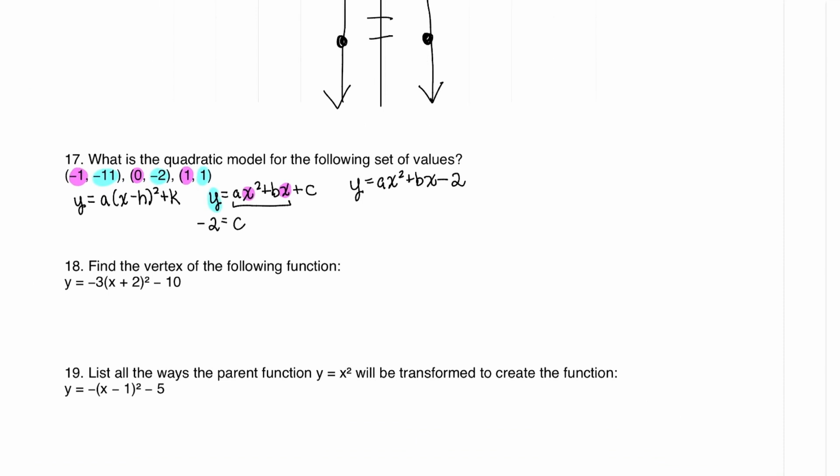So for the first point, we're going to have -11 equals a times -1 squared plus b times -1 minus 2. There we go. So to carry that down. Okay, for the second equation, we're going to have 1 equals a times 1 squared plus b times 1 minus 2. Now we're going to solve these independently.